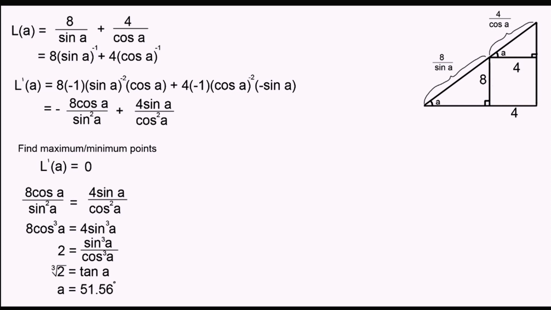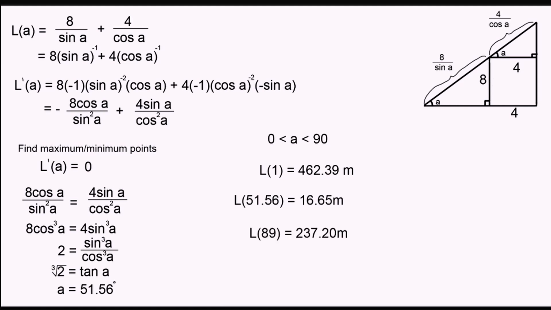To find out if the angle gives a maximum or minimum value, we can check the boundary cases. The boundaries in this case would be 0 and 90, since the angle cannot be less than 0 or greater than 90 degrees. So we can check values close to the edge of our boundaries. First, we'll sub in 1 into the original function, and we get 462.39 meters for the length of the ladder. Then we can sub in the angle we found, which was 51.56 degrees, which will make the ladder 16.65 meters long.